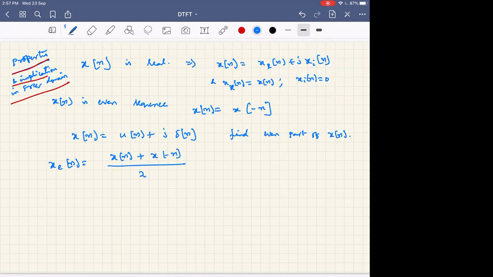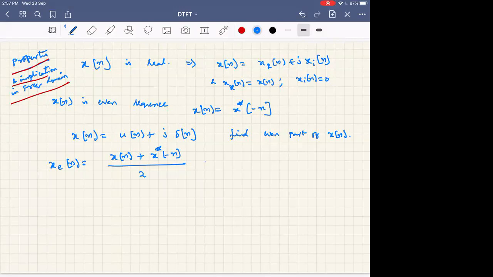If the sequence x of n is real, then this is fine. But if the sequence x of n is not real, then how do you define this? It will differ. We have to take the conjugate: x of minus n would be conjugate. So here also this will be there. Even part is x of n plus x star of minus n by 2. This is what you get as the even sequence.